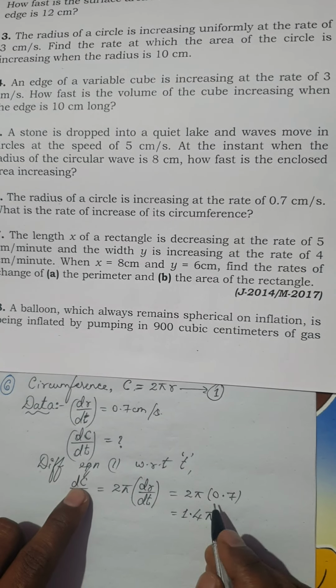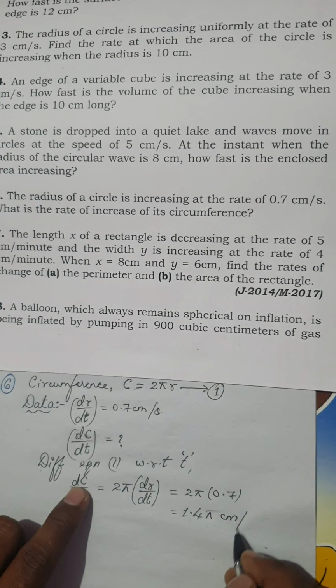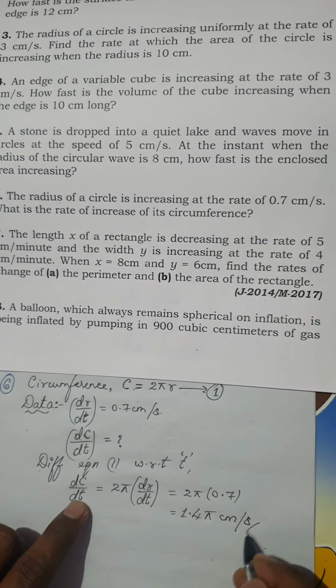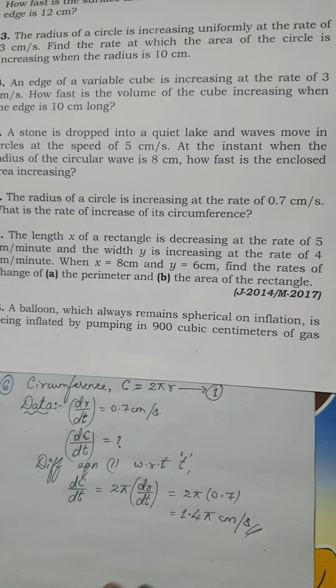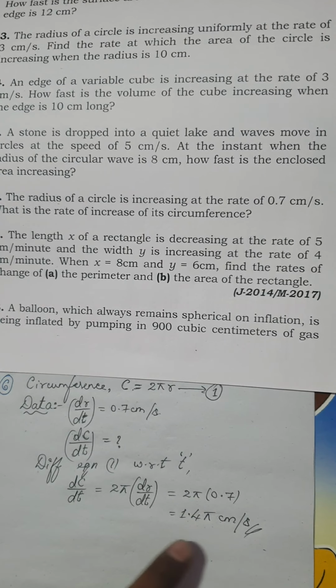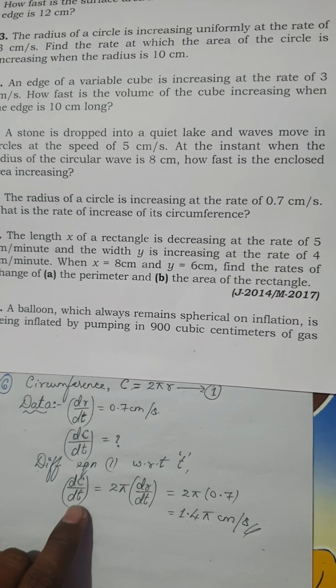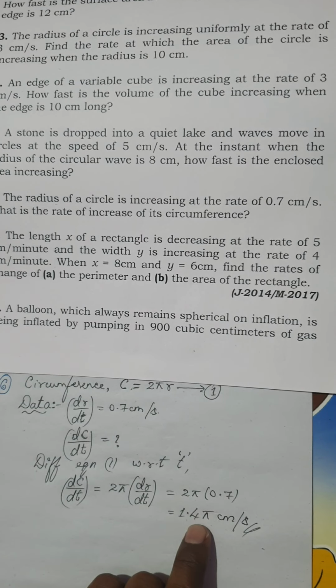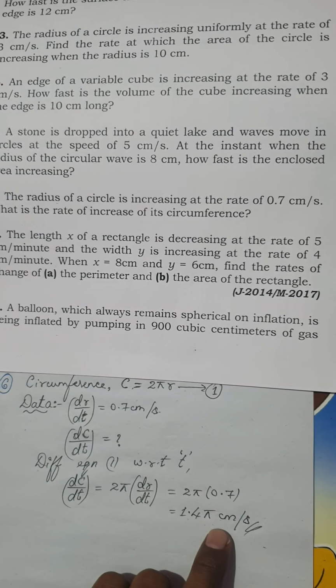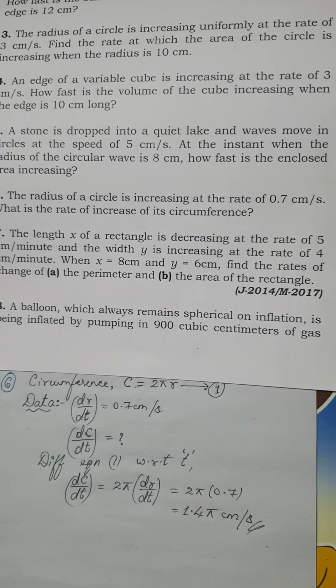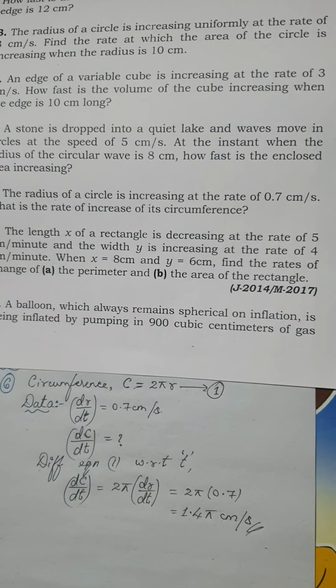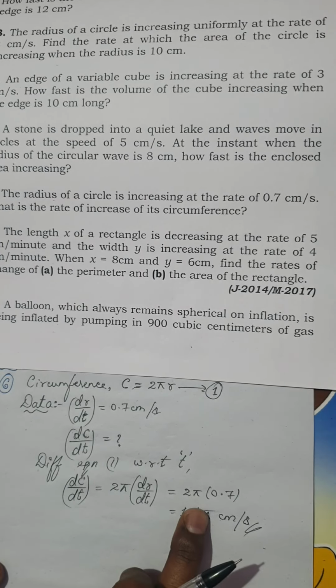What is the unit of circumference? Centimeter per unit of time, which is second. Is it clear? This is a constant, so it would not depend on any variable. The rate at which the circumference is increasing with respect to time would be 1.4 pi centimeter per second. Very simple question, isn't it? So we have come to the conclusion of this question. Shall we move on to the next question?